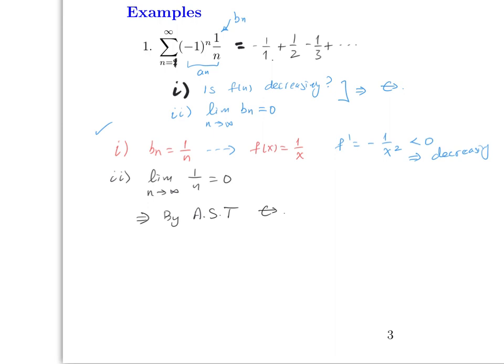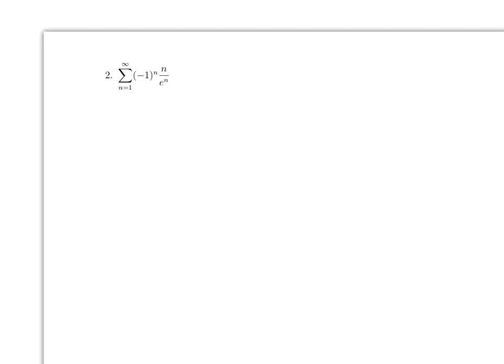As you can see, this is pretty straightforward. Usually the trickiest part is checking that it's decreasing, which all you have to do is take the derivative and check that it's negative. That's it. All right, let's try another example here. By the way, you could start at n equals 0 or n equals 1. It doesn't really matter for the test. It will matter for other things, but not for checking whether it's convergent or not.